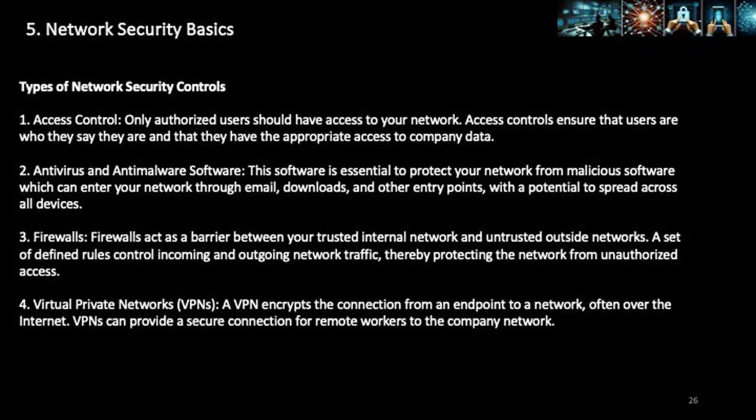3. Firewalls. Firewalls act as a barrier between your trusted internal network and untrusted outside networks. A set of defined rules control incoming and outgoing network traffic, thereby protecting the network from unauthorized access. 4. Virtual private networks, VPN. A VPN encrypts the connection from an endpoint to a network, often over the internet. VPNs can provide a secure connection for remote workers to the company network.